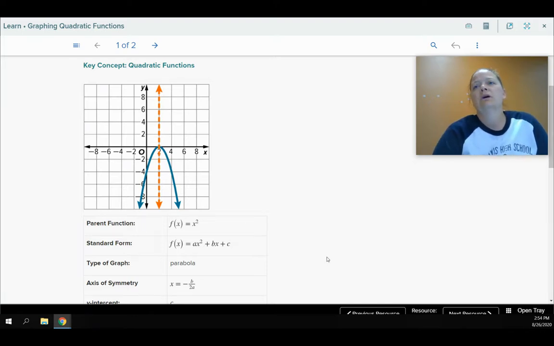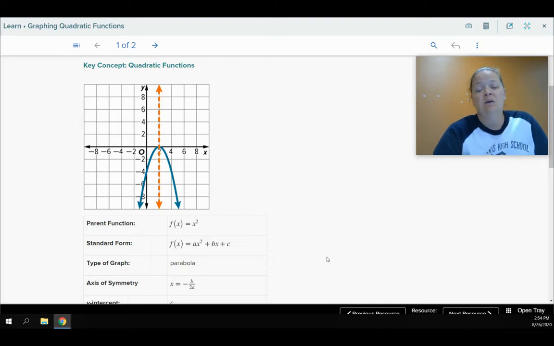So here we have an example of a quadratic function graphed. The parent function, we call that f of x equals x squared. That's the original. It's where everything comes from. Everything else is a different version of that parent function. The standard form is f of x equals ax squared plus bx plus c. It is a parabola. That's a type of graph.